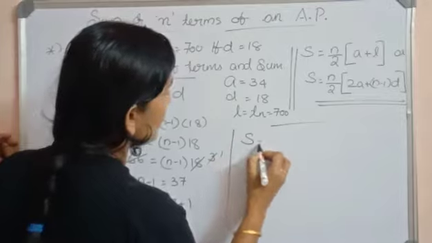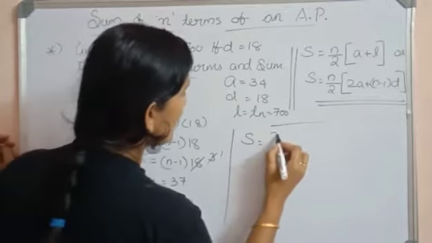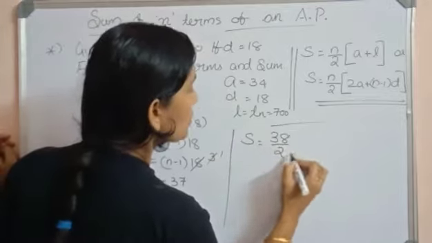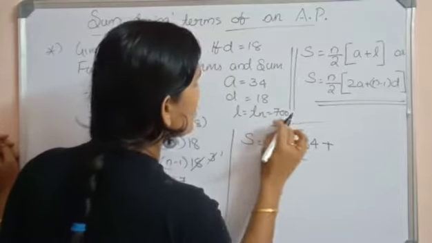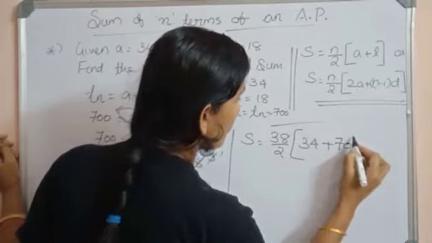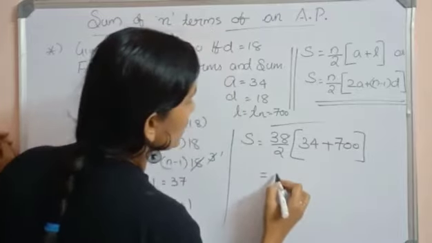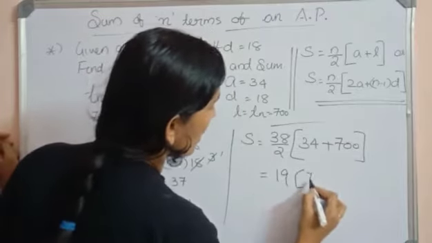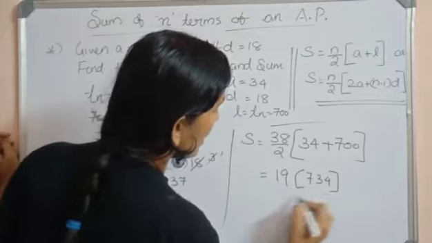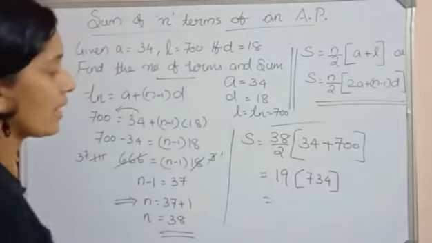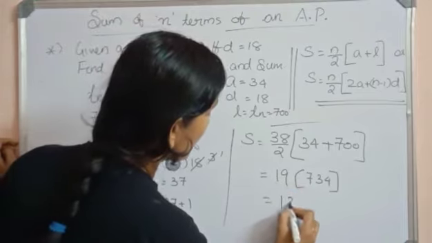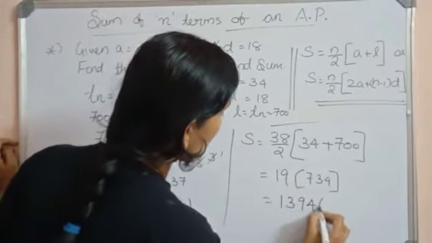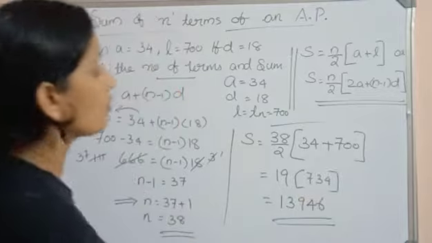So S is equal to n by 2, n is 38, so 38 by 2 into what is A? 34 plus the last term, which is 700, and this is equal to 19 into 734. When you multiply this 734 into 19, you will get this as 13946. You need to multiply and find the product here.